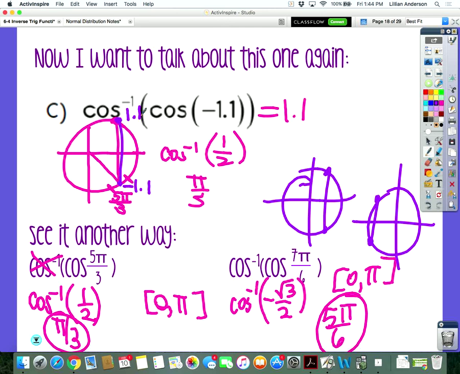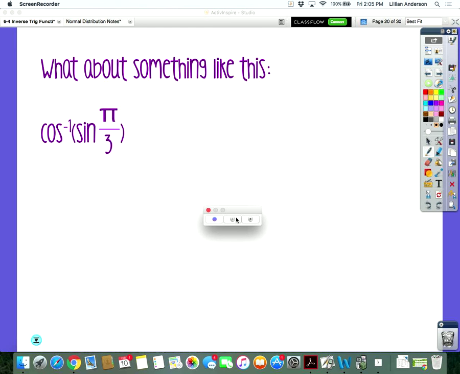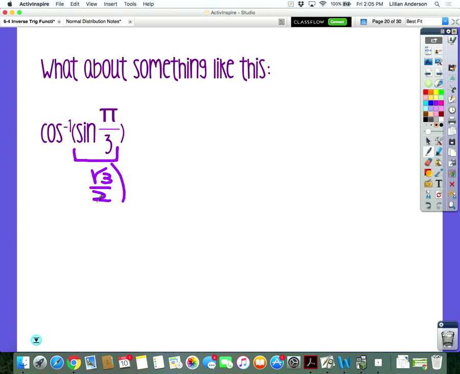I want everyone to go grab a whiteboard. What about something like this? It's mixed functions, but it shouldn't throw you off any. Using that same method, start with the inside. What's the sine of pi over 3? So then what's the cosine inverse of root 3 over 2? Where is cosine of positive root 3 over 2? Positive. That is x. Pi over 6, because it has to still fall in the interval from 0 to pi.